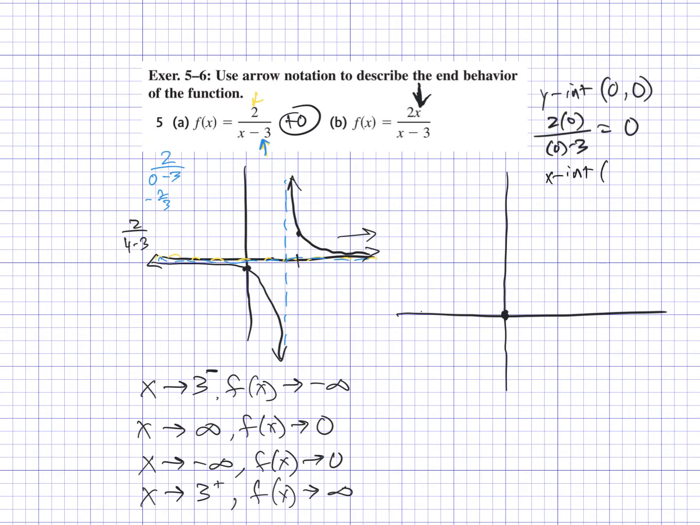Okay, x-intercepts are when y is 0. What is going to make a fraction go to 0? And this is the easiest one. Well, all you got to do is look at your numerator, 2x. If your numerator is 0, then the whole thing is 0. So what makes your numerator go to 0 is if x is 0. So those are your only intercepts at the moment, okay?